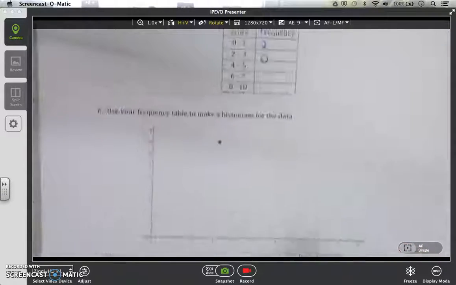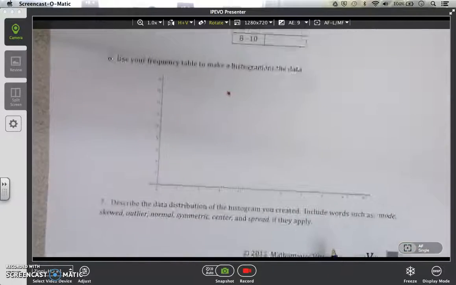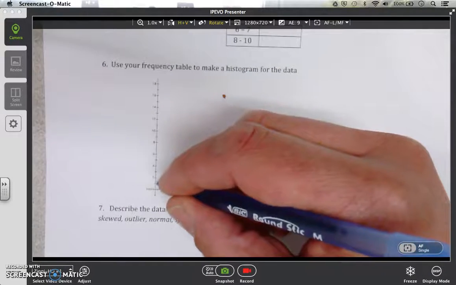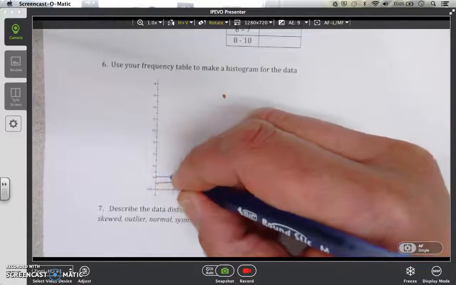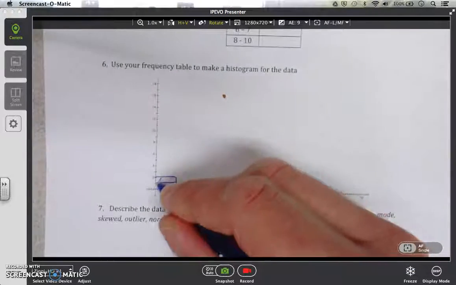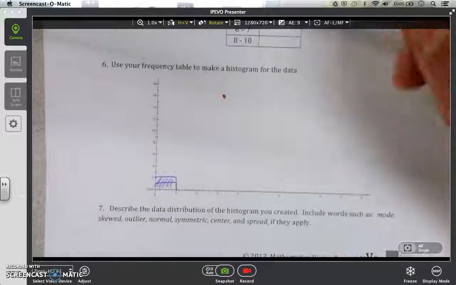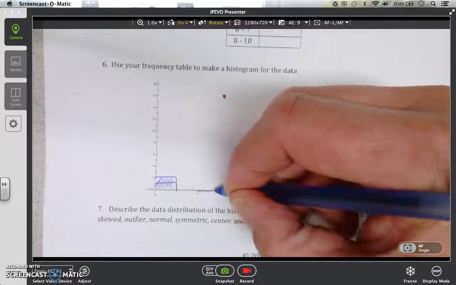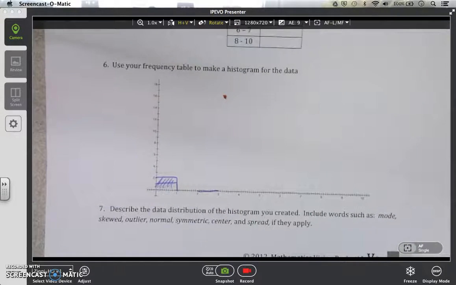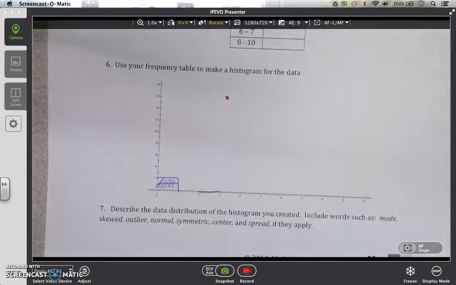We'll go through the rest of this the same way, but what you want to do is 0 to 1, there were 2 of them. So what I do is on my graph, from 0 to 1, there's 1, 2. Shade that in. From 2 to 3, there's 0, and so on and so on. So just graph them like that.